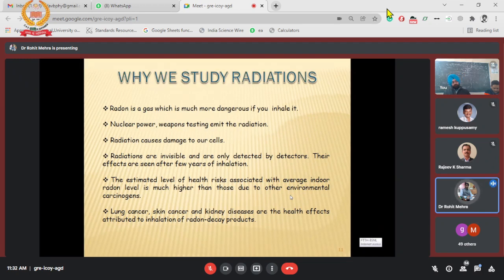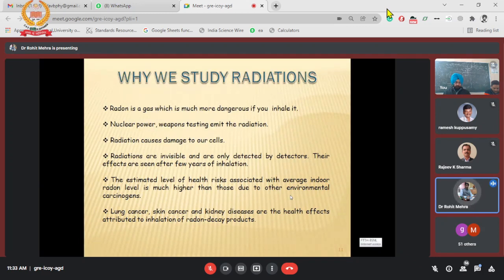So then again, its study is very important because it estimates the health risk associated with the average indoor radon level, which is very high in the case of carcinogens. Lung cancer, skin cancer, kidney disease and other health effects are attributed to the inhalation of radon decay products. So that is the reason why we study radiations.